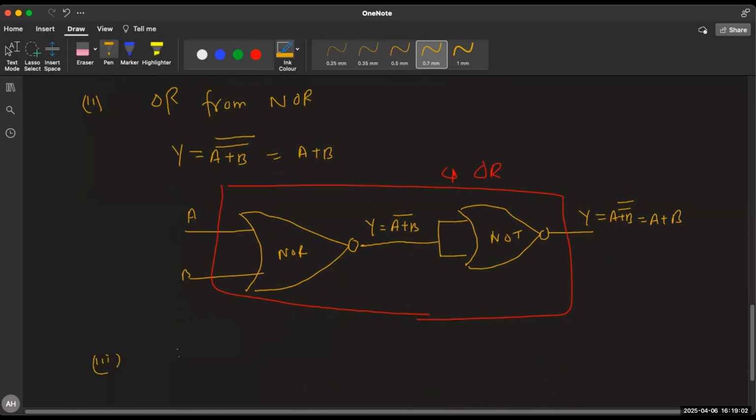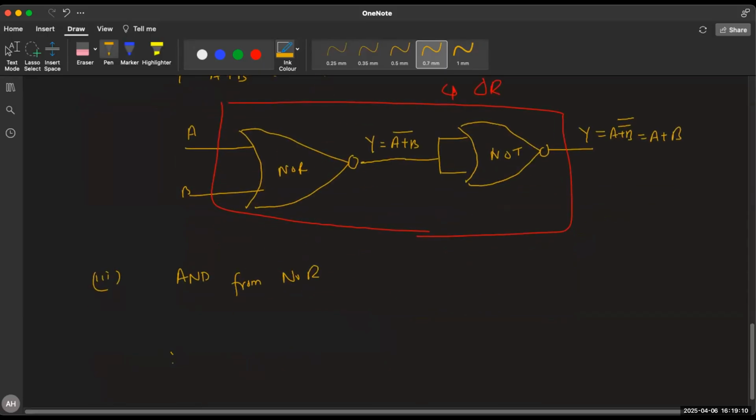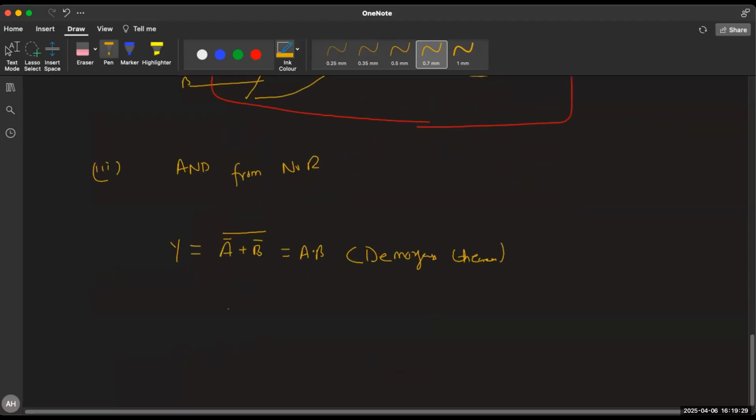Similarly, the third question can ask you to produce AND gate from NOR gate. Here we use De Morgan's theorem, which says if A bar or B bar, if we take whole bar, then it comes out to be A dot B. In set theory, we call this De Morgan's theorem. So you need A bar. A bar means you take a NOT gate and that is obtained from NOR. To obtain NOT from NOR, we connect both the inputs.